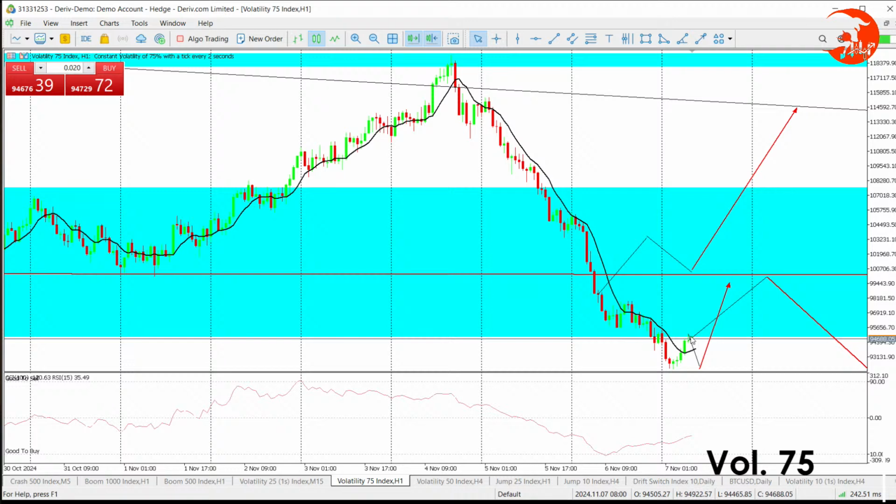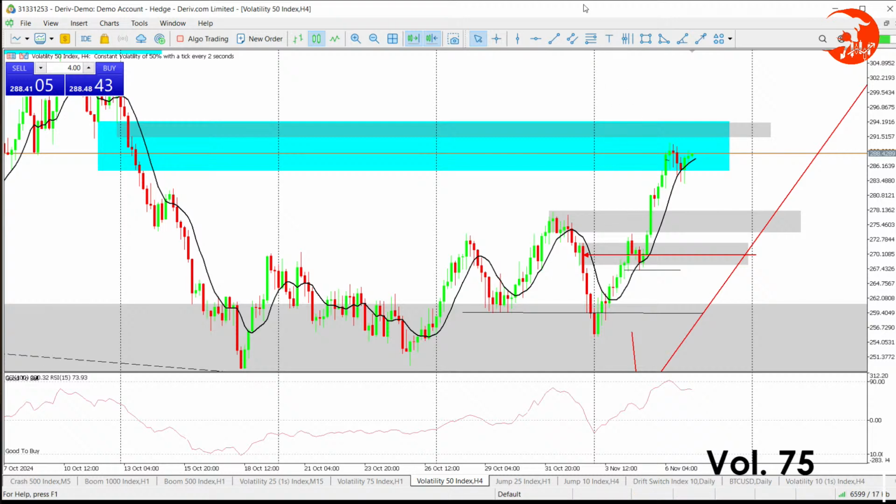So I can't enter here because it is already above my 10 MA, unless it tests, then I can make my entries. V50, volatility 50.